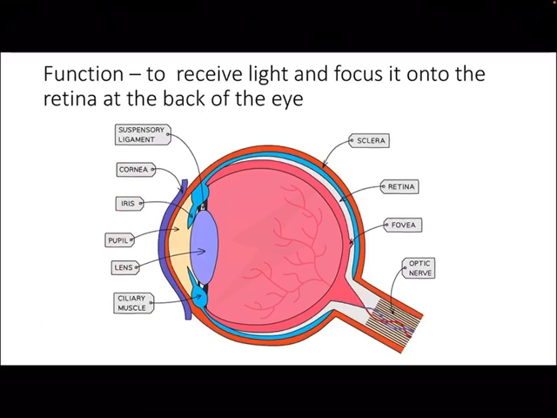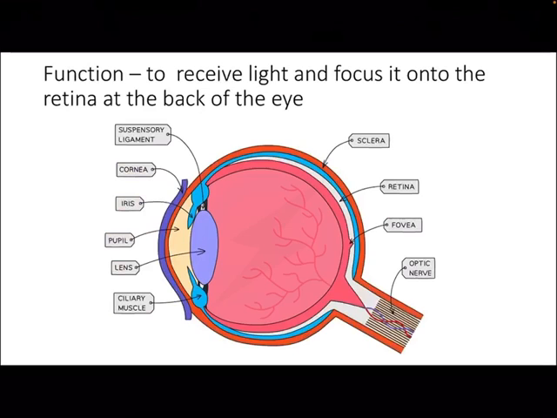So the function of the eye is to receive light and refocus the light onto the retina at the back of the eye. Know the structure of the eye and be able to label it, and also the function of parts of it. So particularly know your lens, suspensory ligament and ciliary body, and the role of the iris, adjusting the amount of light that can pass through the pupil.